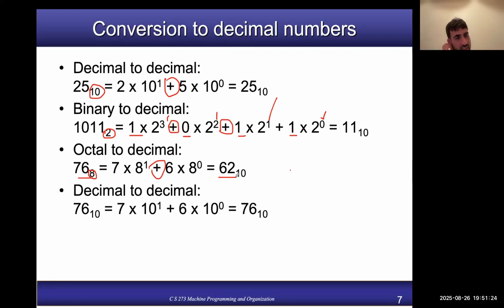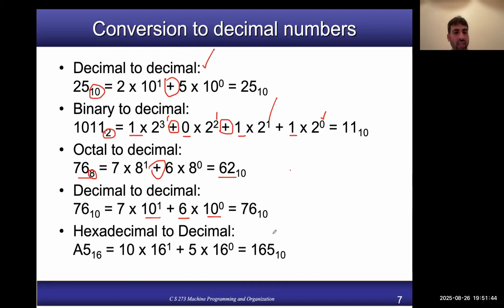Again, decimal to decimal, it is exactly the same thing, only the value is different, as we have seen in the first example. So you multiply with 10 raised to power 0 and 10 raised to power 1. You multiply the 6, which is the first digit, with 10 raised to power 0, and the 7, which is the second digit, with 10 raised to power 1. And then you get the sum.